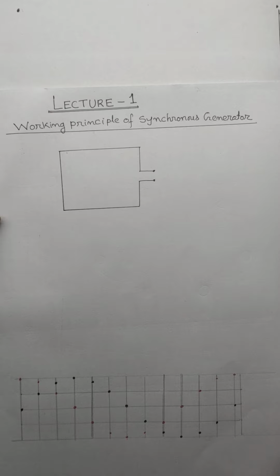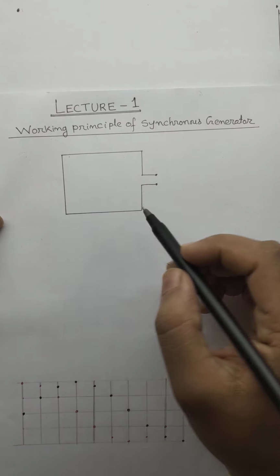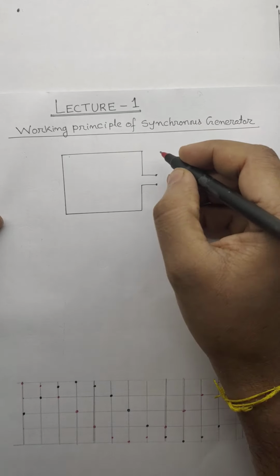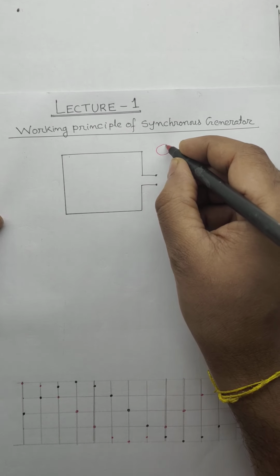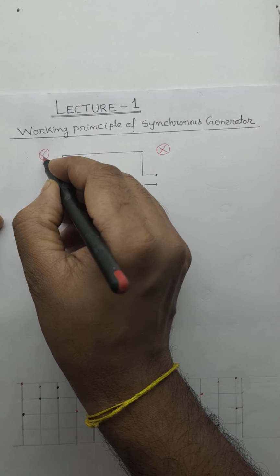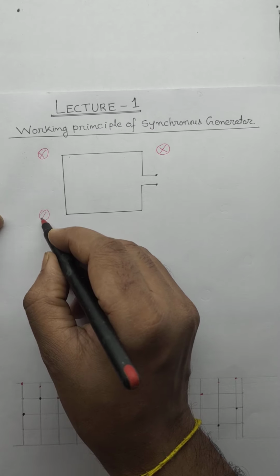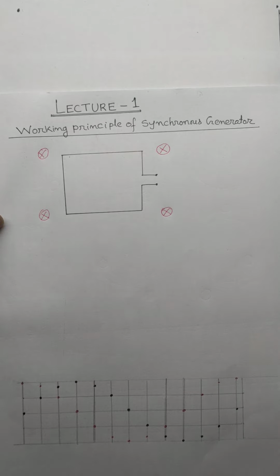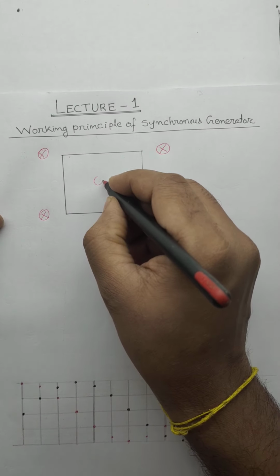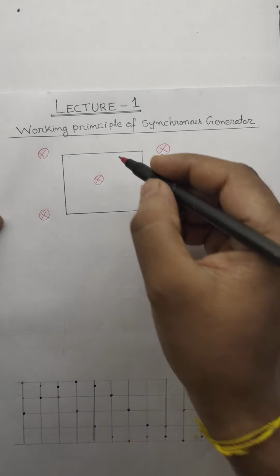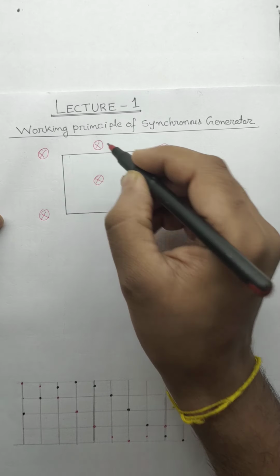Now let's consider a loop placed in a uniform magnetic field. When we say that it is placed in a uniform magnetic field, we say that there is a magnetic field which is perpendicular to the plane of the paper. Let's say that the magnetic field is like this. This symbol indicates that the magnetic field is coming from the top and going into the plane of the paper. So there is a uniform magnetic field, and in this uniform magnetic field we have placed a loop.